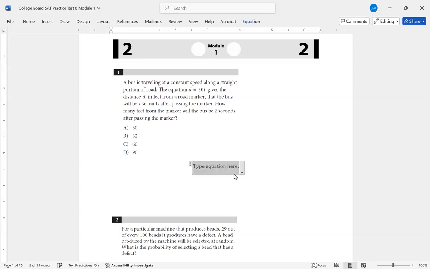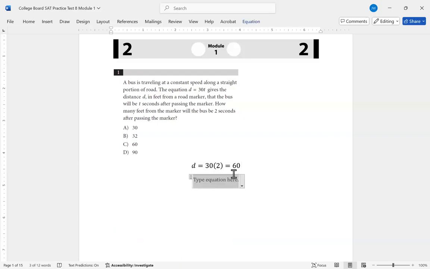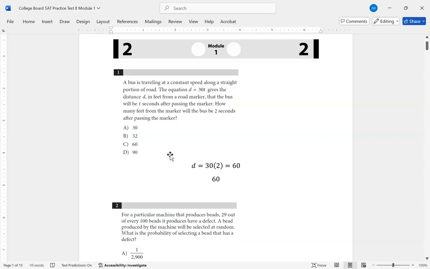So all we have to do is plug in 2 into t. That will indicate 2 seconds after we pass the marker. Doing that multiplication gives you 60. And so the answer is 60. In other words, the bus will be 60 feet from the marker after 2 seconds. And so that is answer C. So C, 60, is the answer to question number 1.